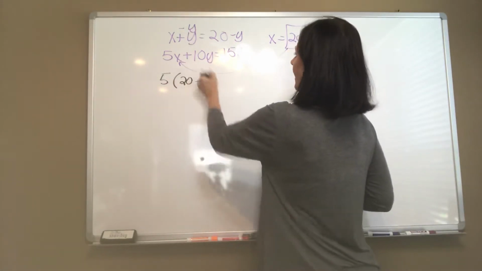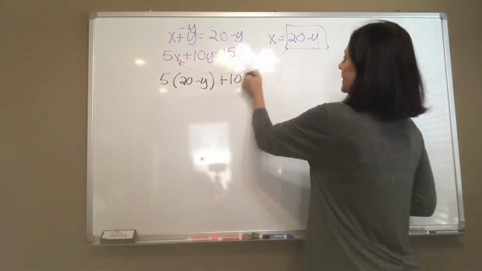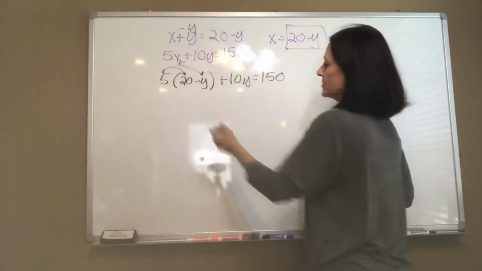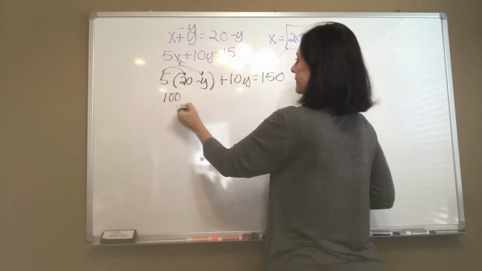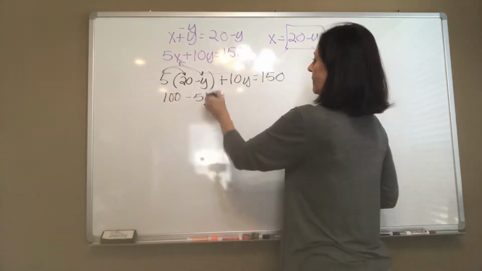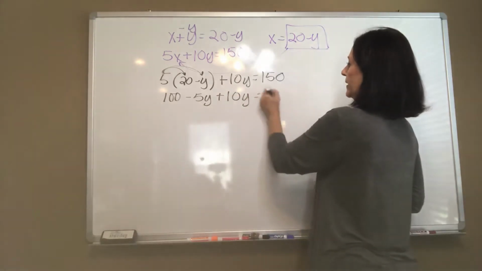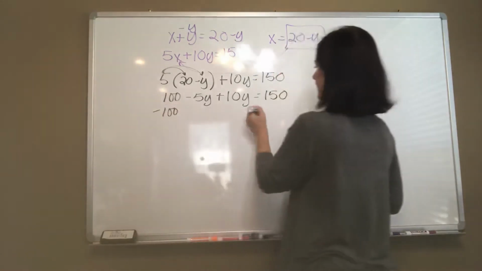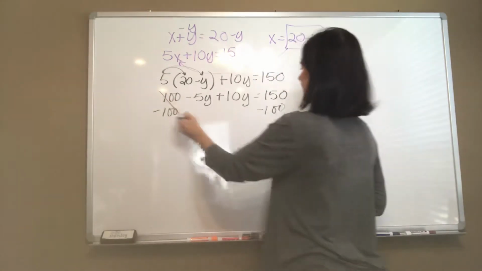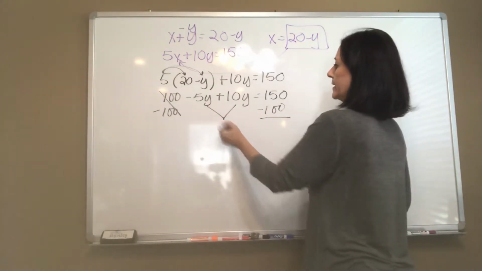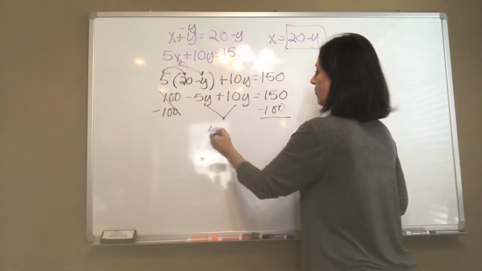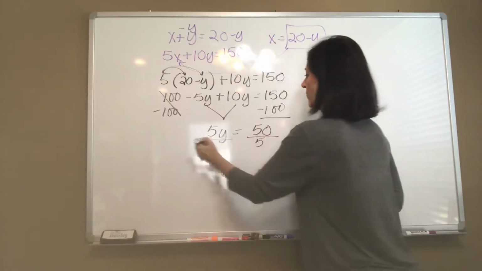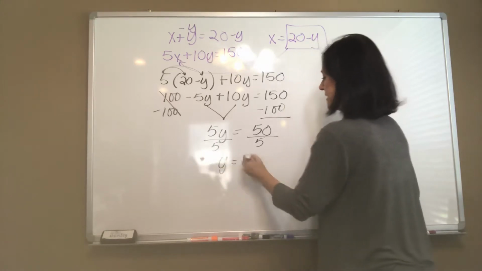So I have 5 times 20 minus y plus 10y is 150. I distribute that 5. 5 times 20, that's 100, right? Minus 5y plus 10y equals 150. I'm going to subtract 100 on both sides. Combine my like terms. Negative 5 and 10 is positive 5y equals 50. And when I divide by 5 on both sides, y is 10.